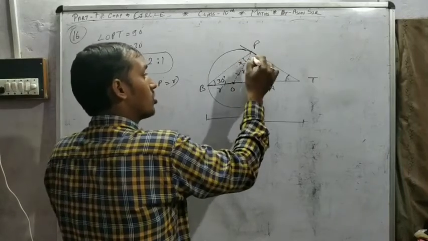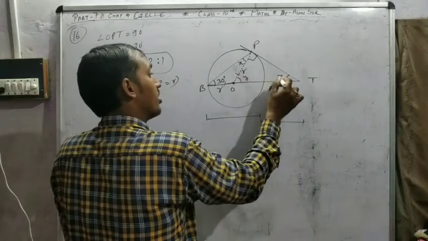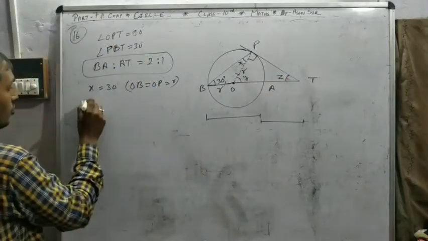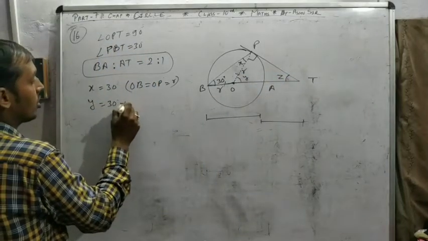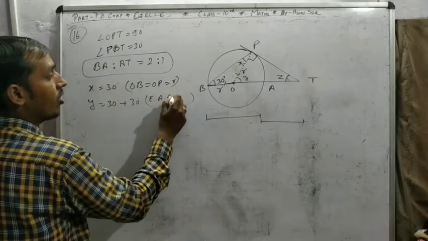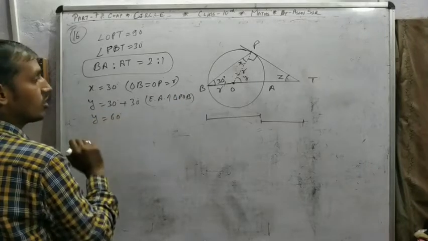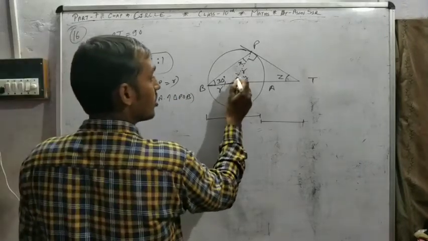If you see, suppose that this is y, this is z. So y is equal to 30 plus 30, exterior angle of triangle POB. So y is equal to 60 degrees. This is 60 degrees.